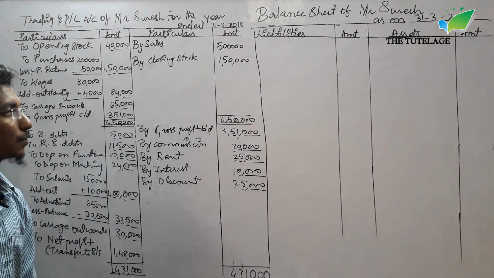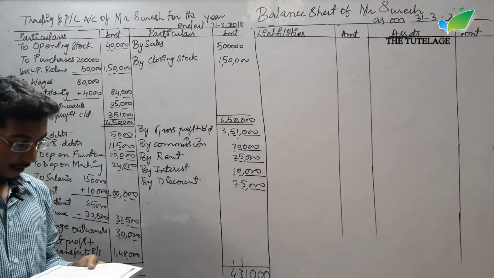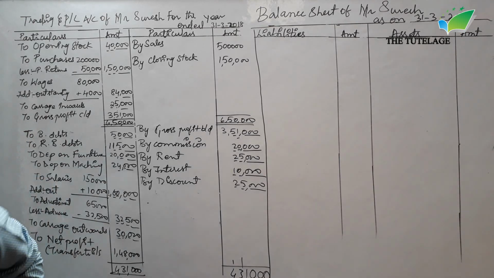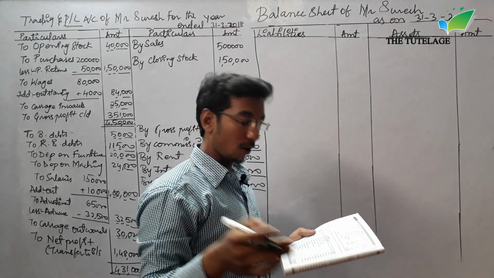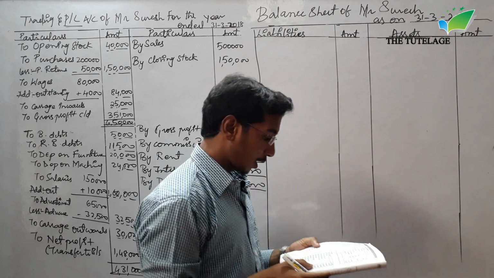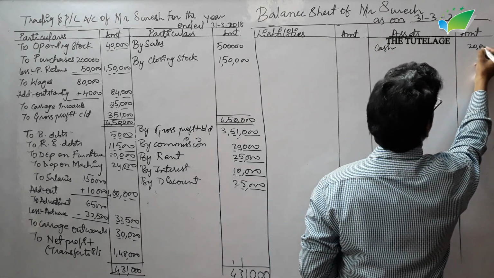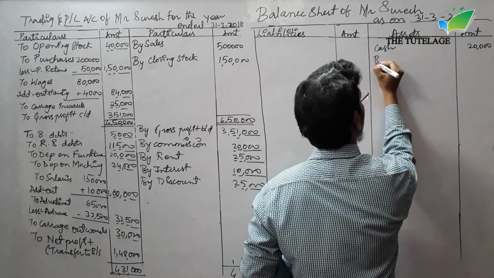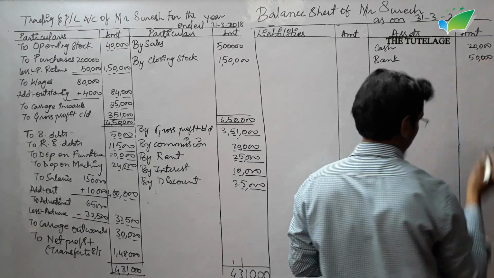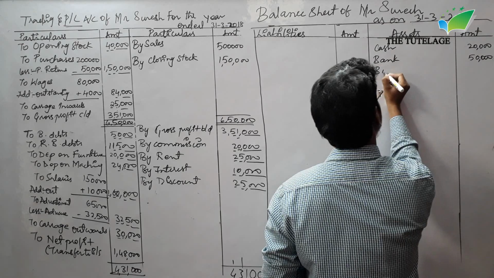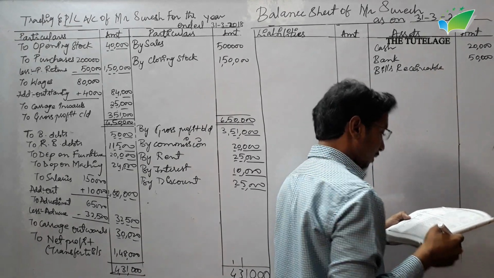So the next step is the preparation of the balance sheet. If our balance sheet tallies, we solved it correctly. Look at the debit side of the trading account. Opening stock we have already recorded, don't record it. Cash is 20,000. Next one, bank, is also an asset, so you should record it on the asset side. How much is it? 50,000. Next one, bills receivable. The bills receivable amount is 80,000.